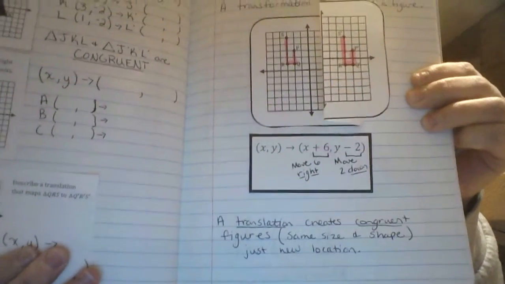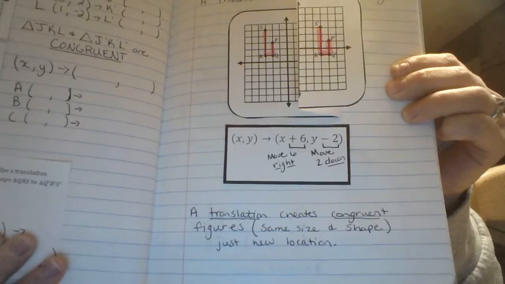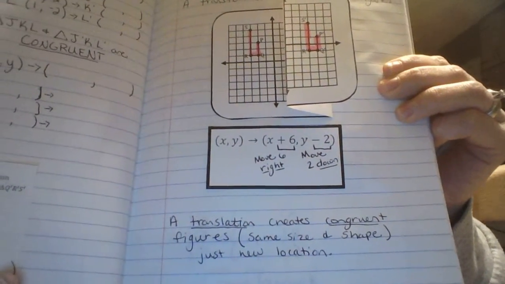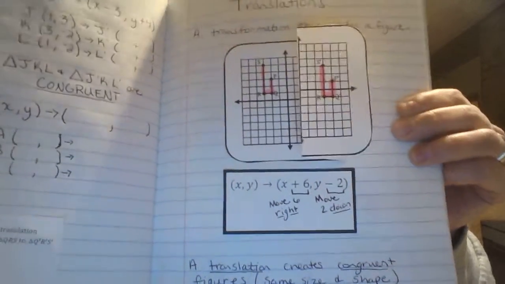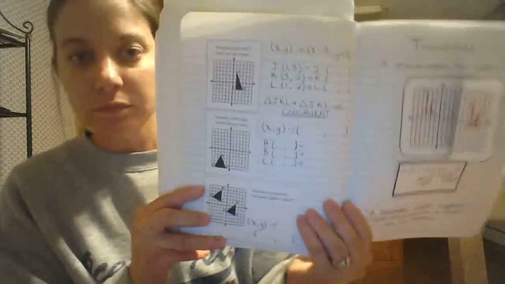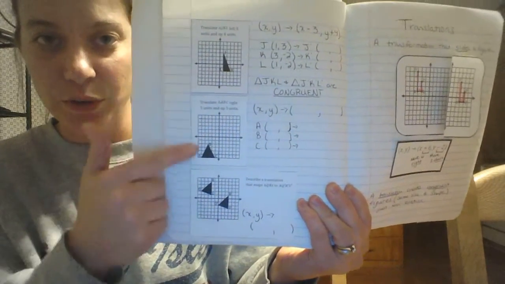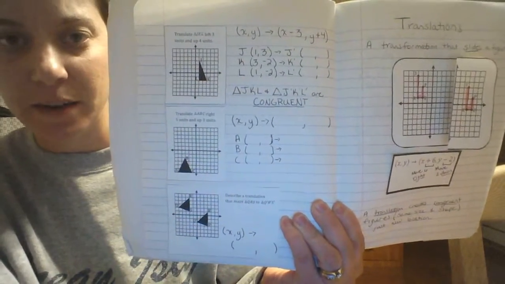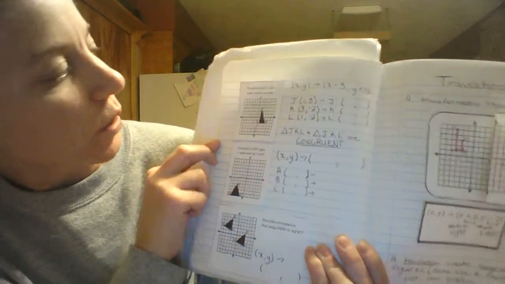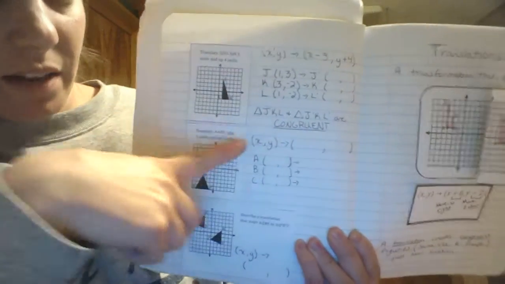All right, looking down at the bottom here, it says a translation, looking at it upside down, creates congruent figures, same size and shape, just a new location. All right, now you need the 3 squares. You need to make sure they're glued in this order. Follow very closely what I have done here.